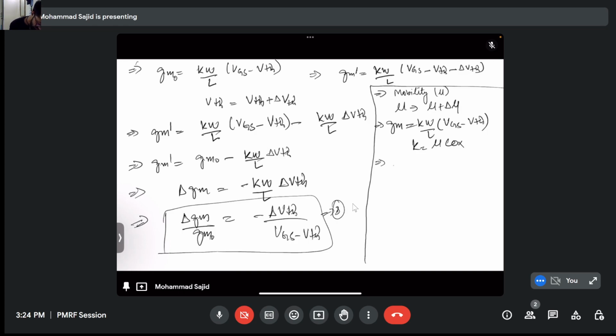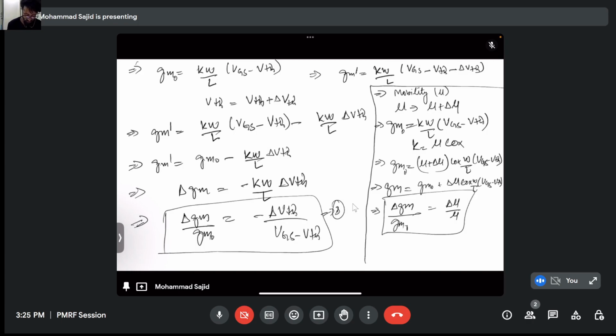Now if mu changes, it will be given by (mu plus delta mu) Cox W by L (VGS minus VTH). So my gm will be gm naught plus delta mu Cox W by L (VGS minus VTH), right? So it will be delta gm. If I divide it again by gm naught, it will be delta mu by mu. So again, it is quite sensitive to change in mobility.